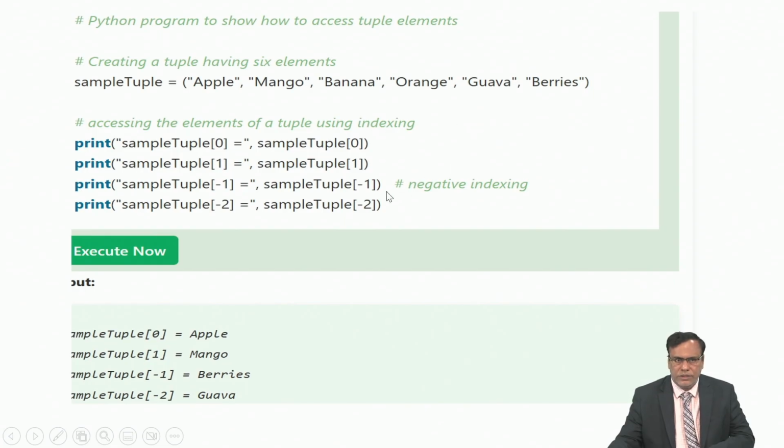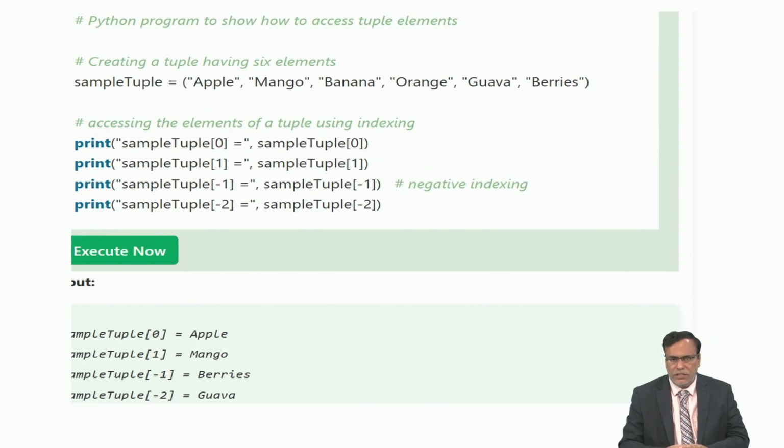And coming to this third print statement, here you have -1. You have positive indexing as well as negative indexing. Your positive indexing moves from left to right.